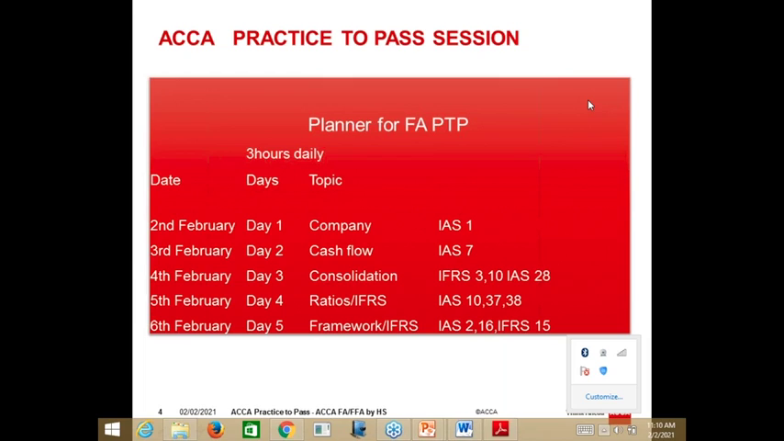On a daily basis, I will provide you some lecture handouts along with a practice handout. You have to attempt the practice handout daily and try to cover the whole topic from my slides and from the examination kit. Just select one kit, it might be Kaplan or BPP, and attempt the questions of the relevant topic that we have covered each day from that kit. By the end of the session, I will provide you a mock examination.